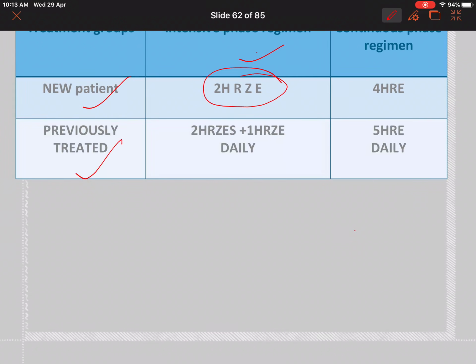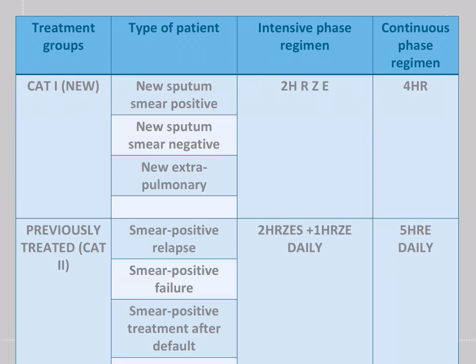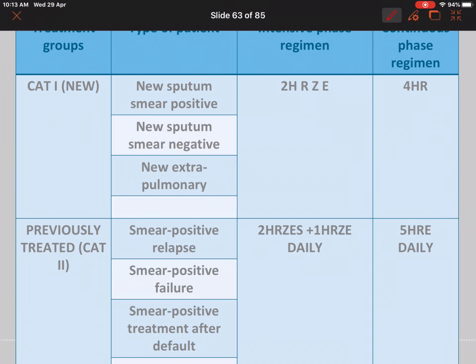In the later 4 months, we give HRE: isoniazid, rifampicin and ethambutol. This is for a new patient. What does new patient mean? A new patient means he has newly become sputum smear positive, or a new sputum smear negative, or a new extrapulmonary case. It means he has never been exposed to anti-tubercular drugs and he is drug sensitive. He is sensitive to all the first line drugs.